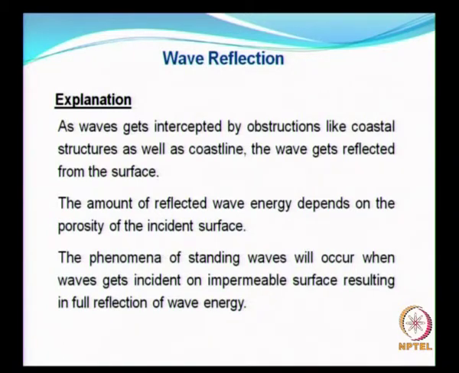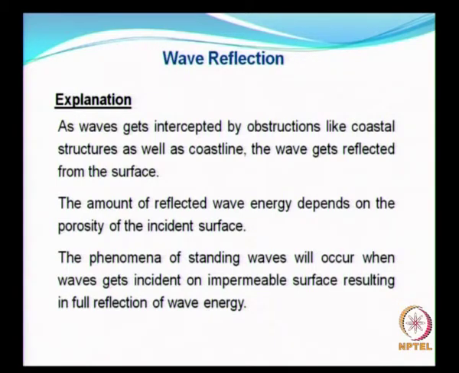As waves get intercepted by obstructions like coastal structures as well as the coastline, the wave gets reflected from the surface. The amount of reflected wave energy depends on the type of structure, beach slope, the incident wave characteristics, and in fact the shape of the structure. Shape of the structure in the sense, whether it is a sloping wall or a vertical wall.